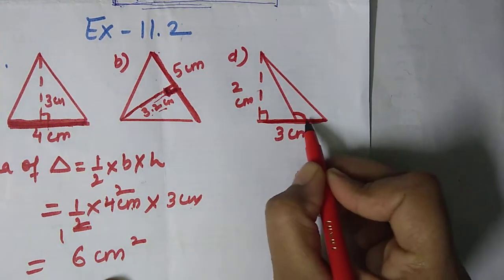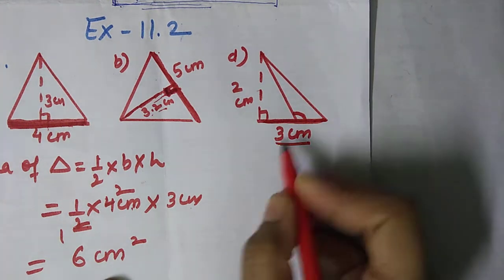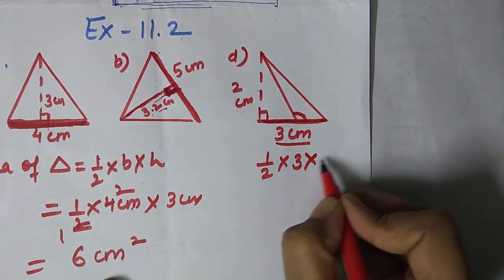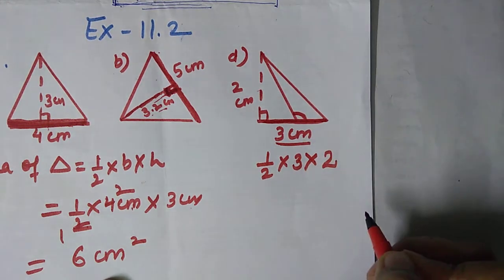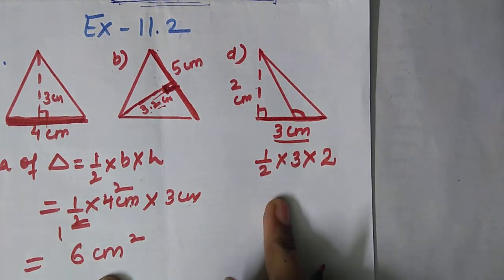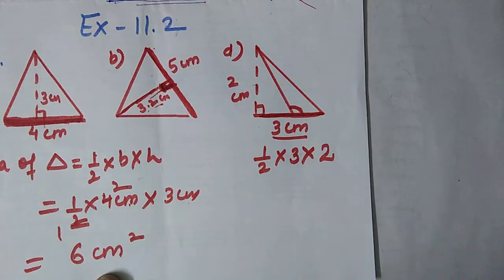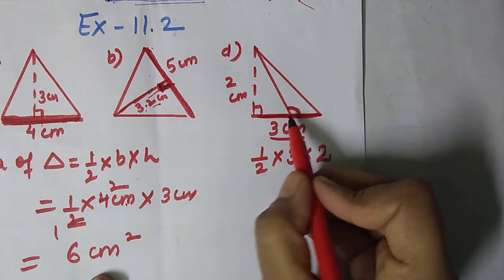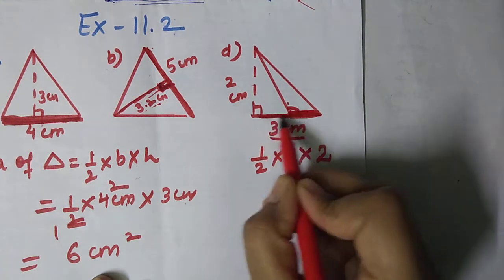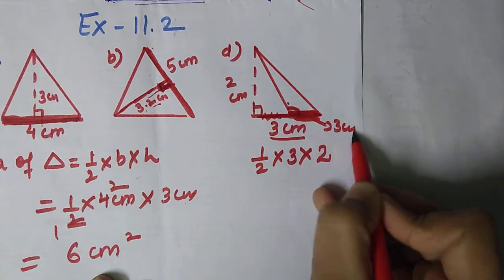Complete. Okay, so this is 3 centimeter and this is 2 centimeter. So area will be half into base, which is what? 3 centimeter, this is given in the question, and this is 2. Okay, just apply the formula, write the formula, put in the values and calculate the area of the given triangle. Now one more thing: this one is only 3 centimeter. This is the side of the triangle. Note this complete. This is 3 centimeter, and this is the height.